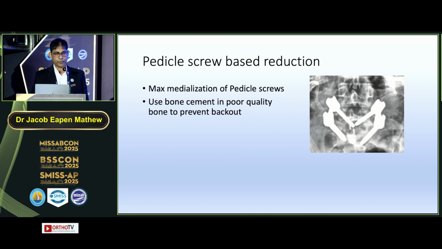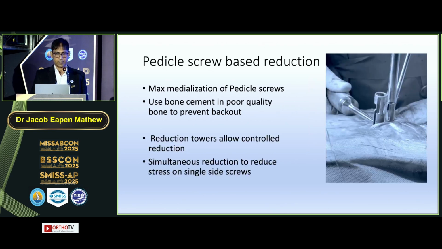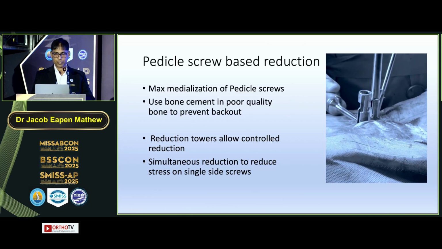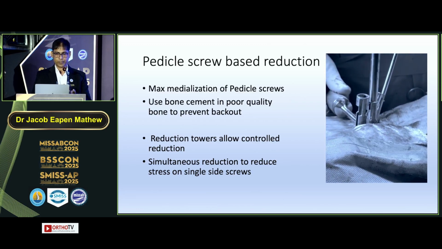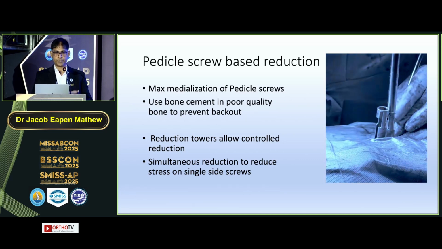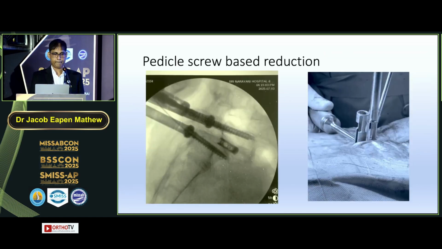Before you do the pedicle screw based reduction, you have to ensure that your pedicle screws are maximally medialized. You can use bone cement if the quality of the bone is not very good. Basically, first you lock the distal screw head, and then the proximal screw head is gradually tightened to bring the rod onto the screw. As you can see in this video, you do it simultaneously on both sides to reduce the stress on any single side.